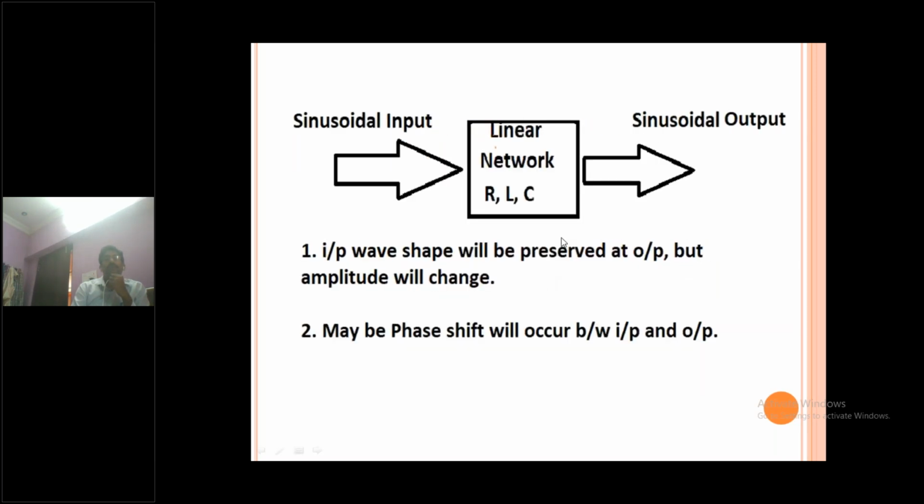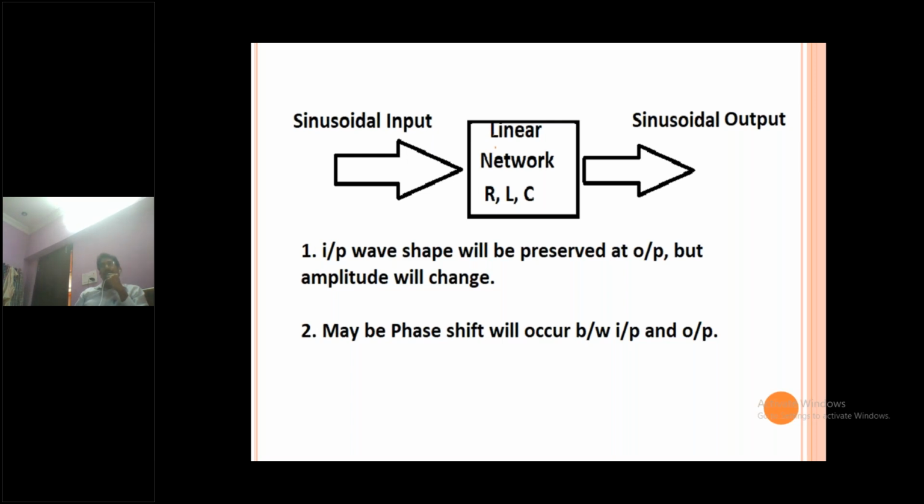So with a linear network, whenever you apply a sinusoidal input, what will happen? A linear network is a combination of passive elements, R, L, C. Now you are applying a sinusoidal waveform, and the output will also be a sinusoidal waveform. But what modifications will there be between input and output? The input waveform shape will be preserved. That means the waveform shape will be similar at input and output.